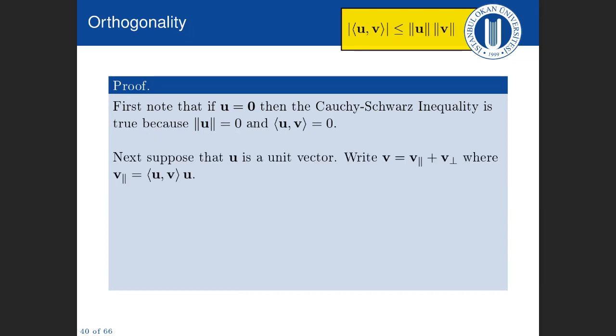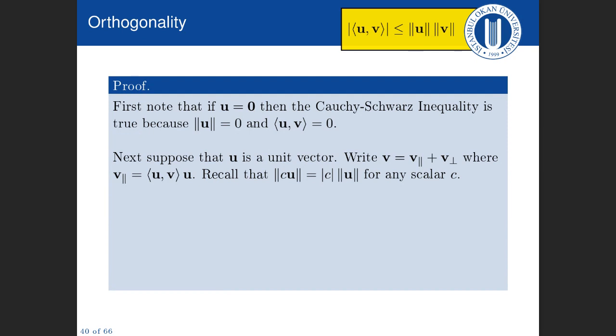Before we go to any vectors, let's look at a unit vector U. Let's suppose U is a unit vector and V can be any vector, and I'm going to write V as two parts. V parallel, which points in the same direction as U, and V perpendicular, which is orthogonal to U. And remember, we have the formula that V parallel is the inner product of U and V multiplied by U. Let me also remind you that if C is any scalar, the norm of CU is equal to the absolute value of C multiplied by the norm of U.